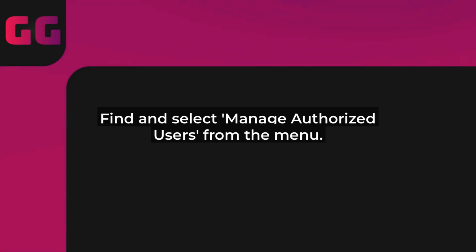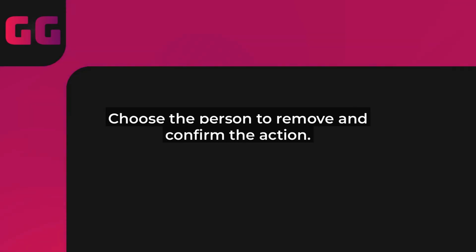Next, look for an option labeled Manage Authorized Users, Shared Access, or something similar. USAA might have tweaked their interface by 2025, so if it's not exactly where I describe, check their Help Center for the latest updates. In this section, you'll see a list of all the people you've added to your account.